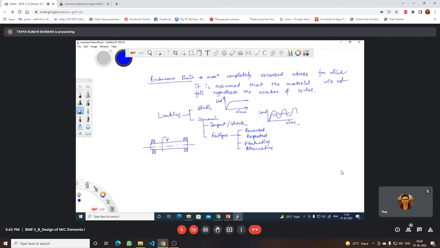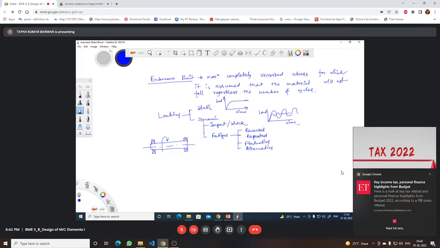Now, how can we overcome this, or how can we design this material? One solution may be increasing the factor of safety of the material. If we increase the factor of safety, what will happen? Unnecessarily the dimension of the component will increase. And it is not always possible to design the component with a large dimension. So that is not economical.